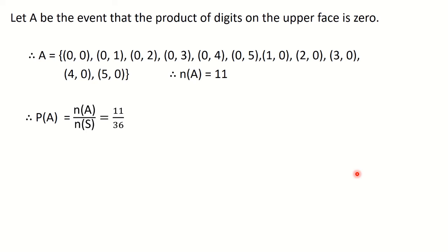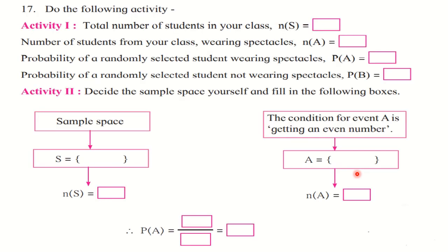Okay, so the last question of the chapter, which is an activity which you have to do by yourself, because no question as such is given, no numbers are provided. You have to take numbers of your choice and complete this activity. You can take any numbers of your choice, like total number of students in your class, you can take n of S as 60. Then those who wear spectacles, you can take 5.